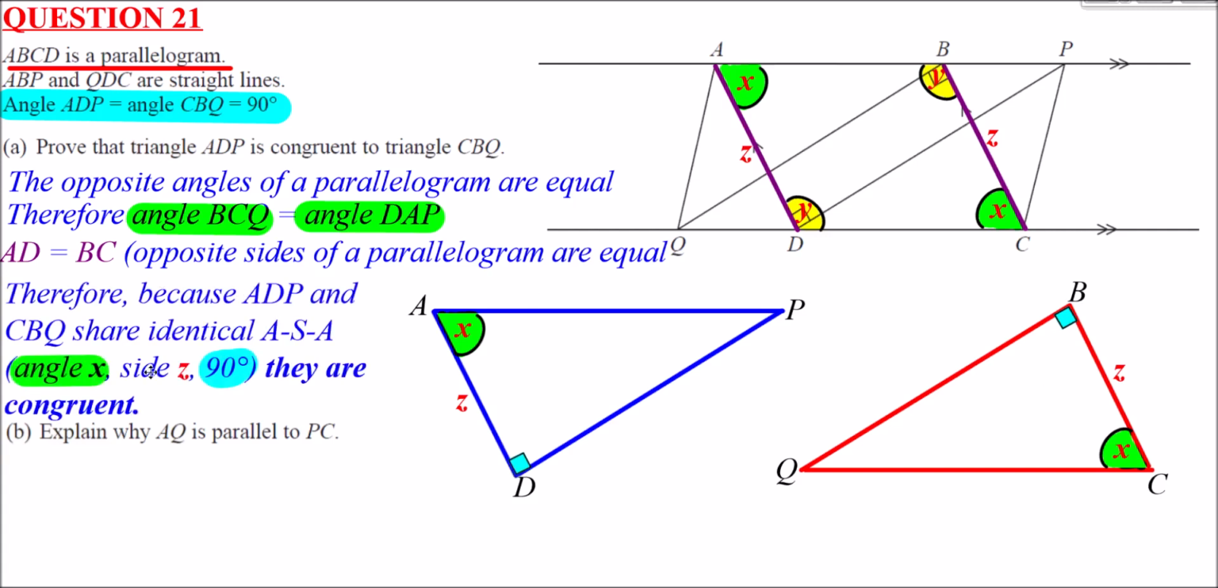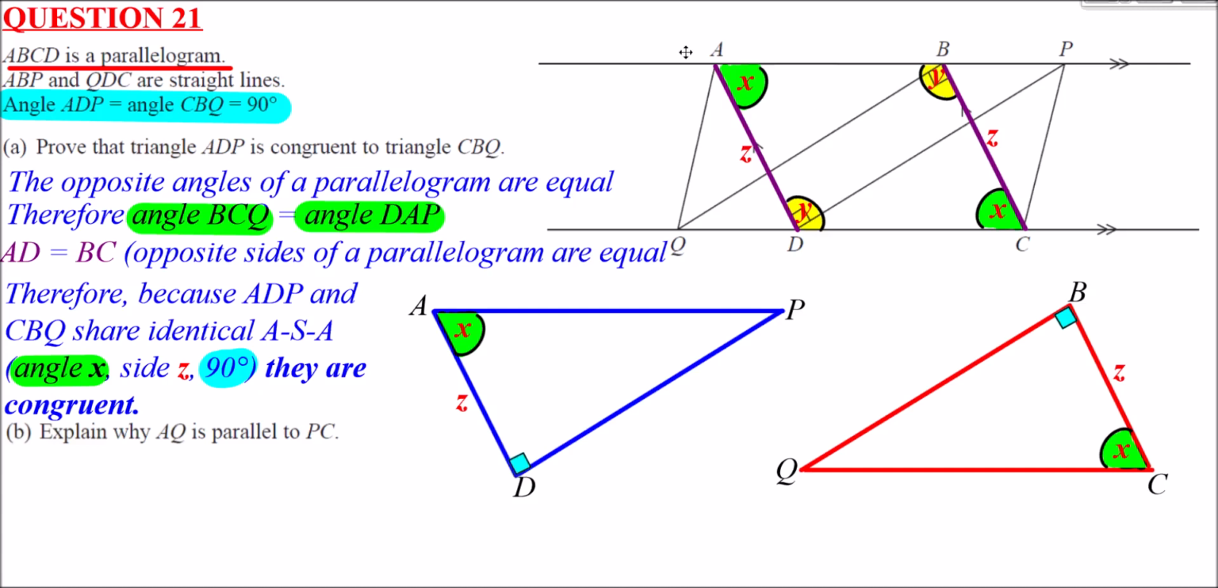So if I put something along these words, therefore, because ADP and CBQ share identical angle side angle, in brackets that's angle X, side Z, and 90 degrees, they are therefore congruent. Whew, that really wasn't straightforward, I don't think. Part B is marginally more straightforward, but I still don't like Part B either. Part B, explain why AQ is parallel to PC.